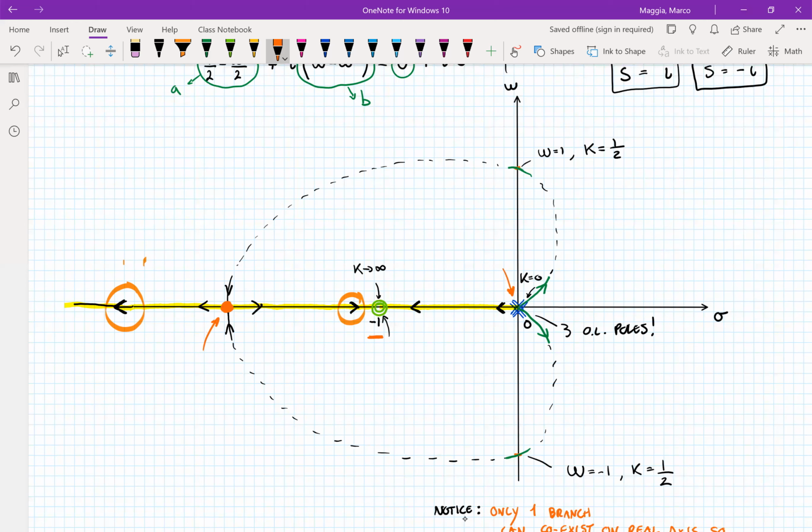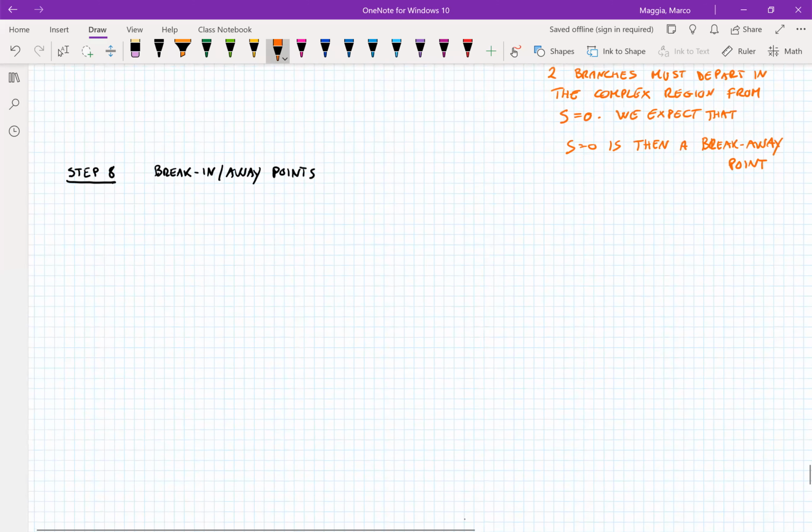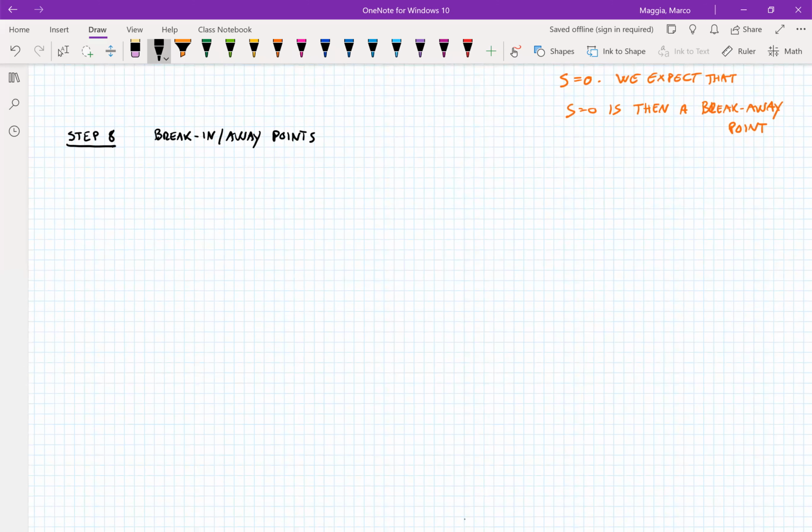And so I would like you to try and develop this critical reasoning, because once you get the solutions of the break-in/breakaway condition, as I said earlier, you might find solutions that are not actually break-in or breakaway points. So you have to think about it. With that being said, let's go ahead and actually solve the break-in, breakaway condition.